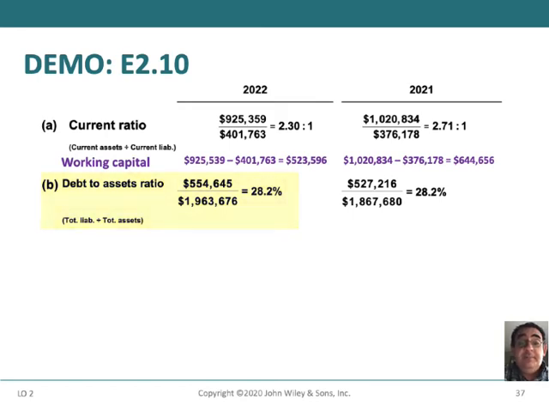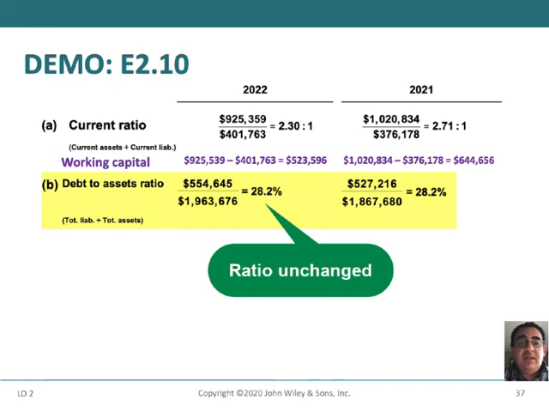For 2021, we'll take 527,216 divided by 1,867,680, giving us 28.2%. So the ratio essentially is the same from one year to the next, given the change in numbers. In relation to the total assets of the company, the amount of debt relative to those assets is less than 30%. And we could say that that's pretty good. But we would also want to compare that to other companies in the industry.